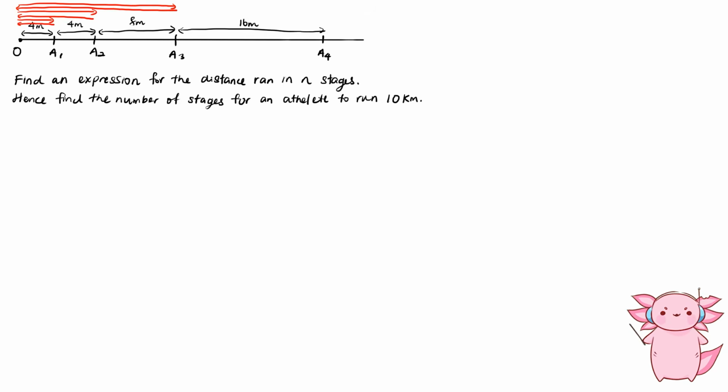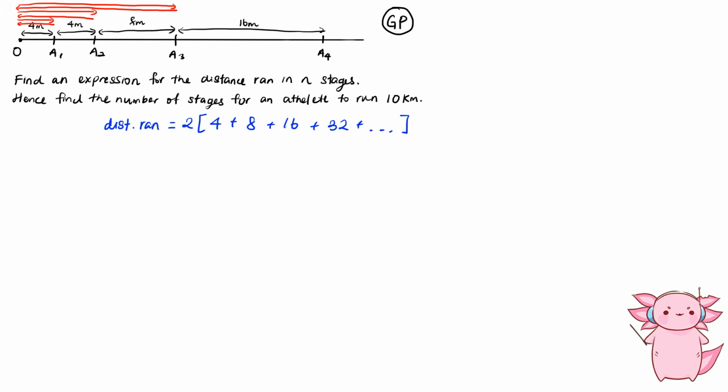For this separate race, we can see that the total distance run is 2 times 4 plus 8 plus 16 plus 32 and so on. This time we call it a geometric progression, since instead of a common difference, it's times 2 and so on, so we can say that the common ratio is 2.